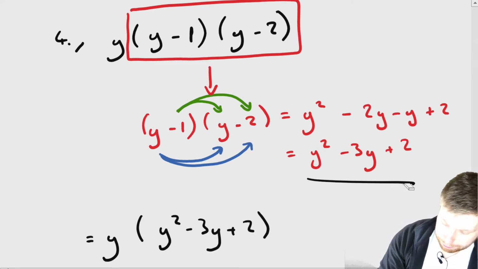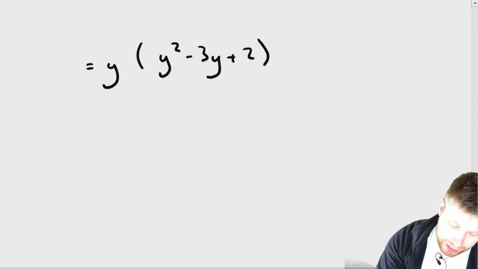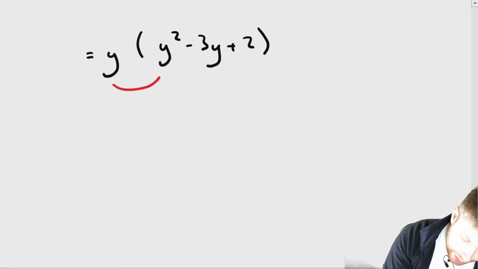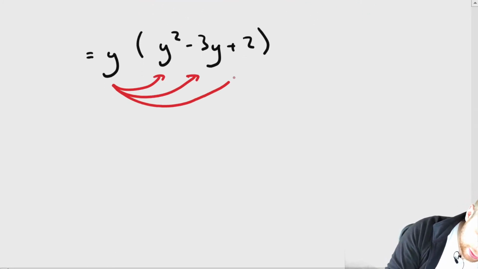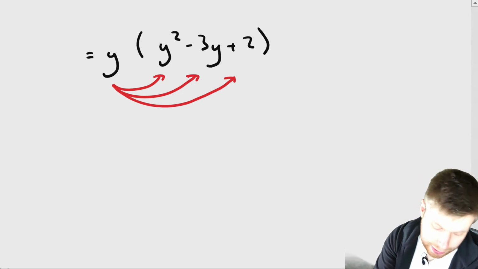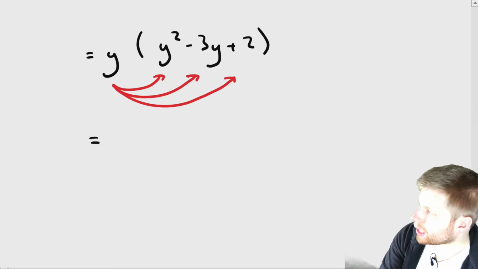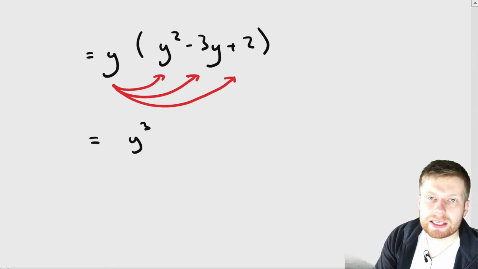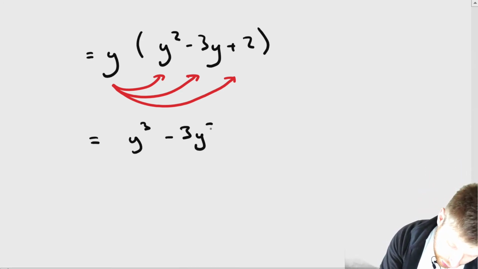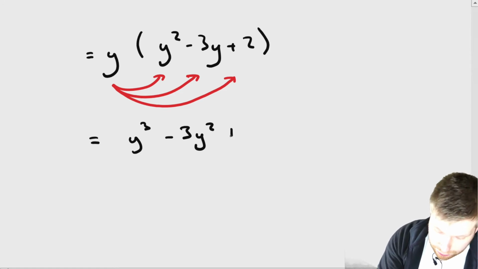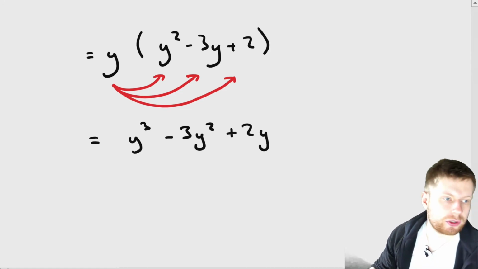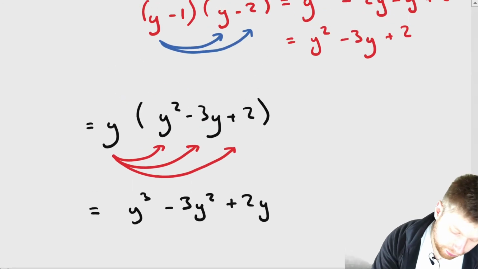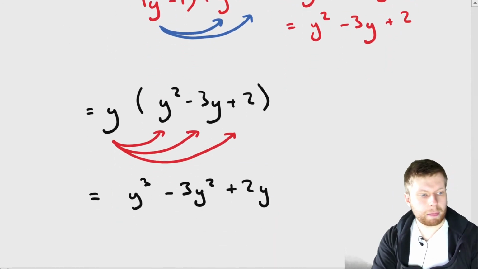Now all that's left to do is to make sure that the y outside the bracket meets up with everything inside the bracket. So let's have a look at this. We have y times by y squared, that's going to give me y cubed. Then we have y times by negative 3y, that's going to give me negative 3y squared. And then y times by positive 2, that's going to give me positive 2y. So in other words, my final thing expanded will be this thing down here.